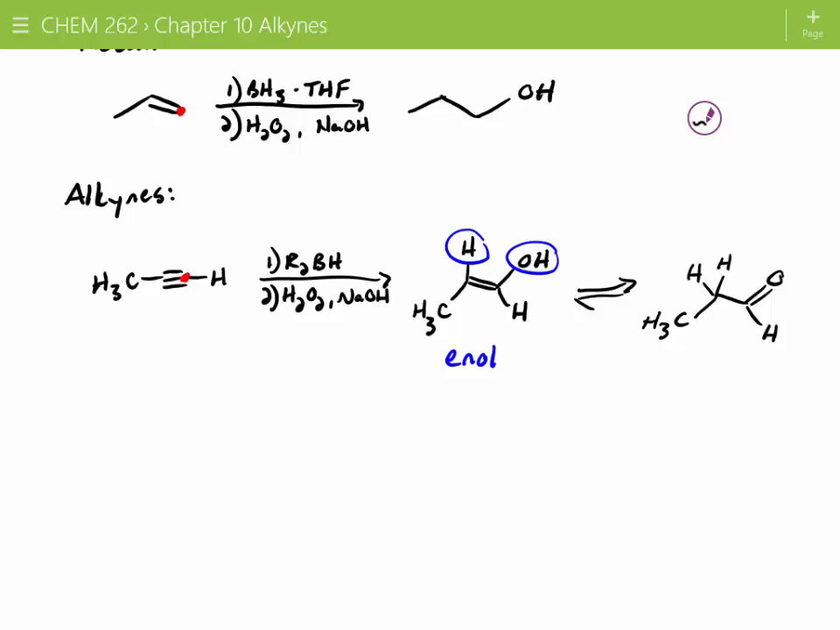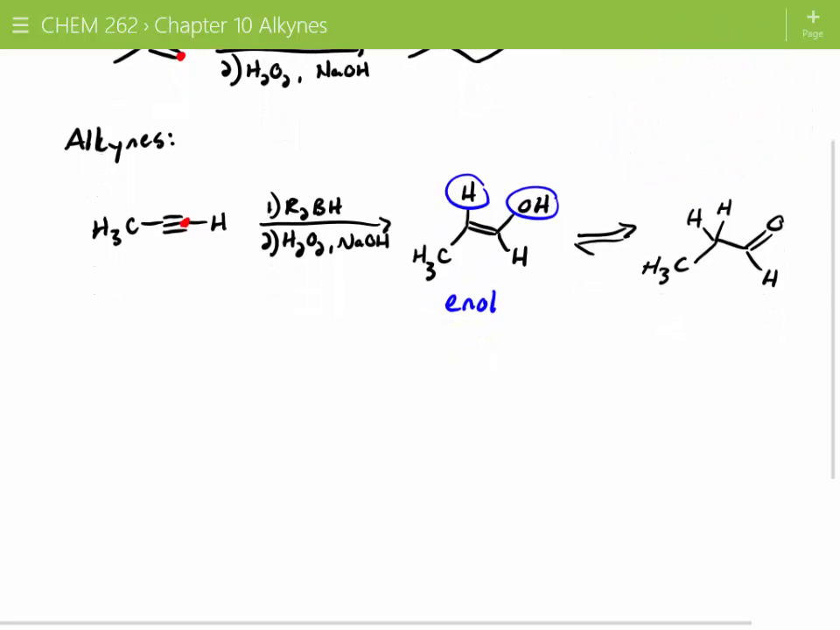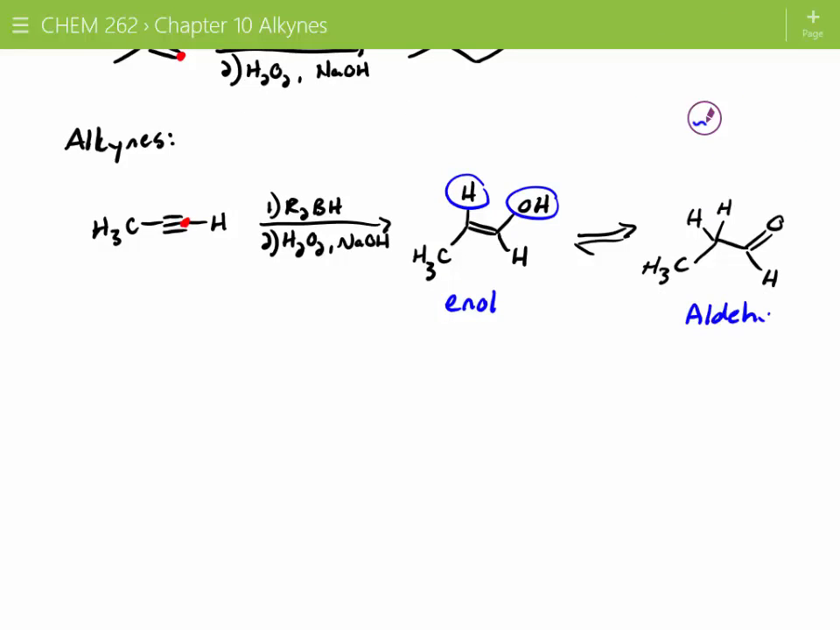What's this new functional group that we have? It's an aldehyde instead of a ketone. So from these reactions, you tend to get aldehydes.